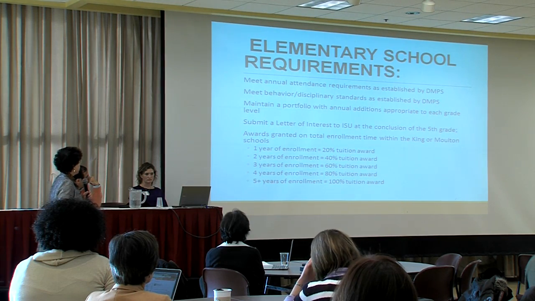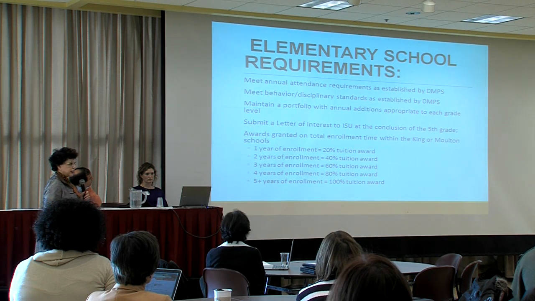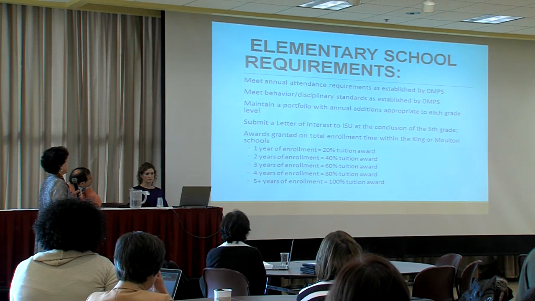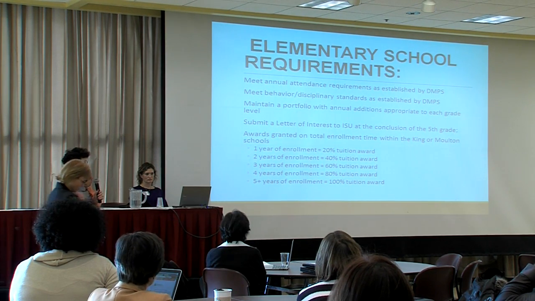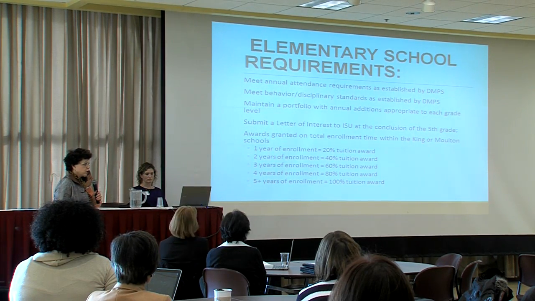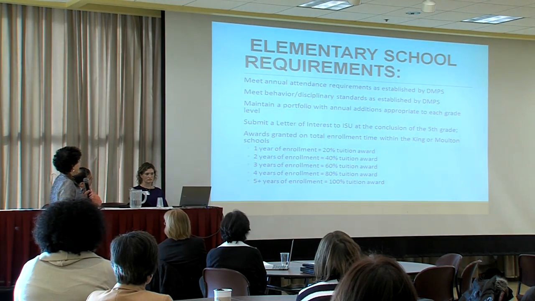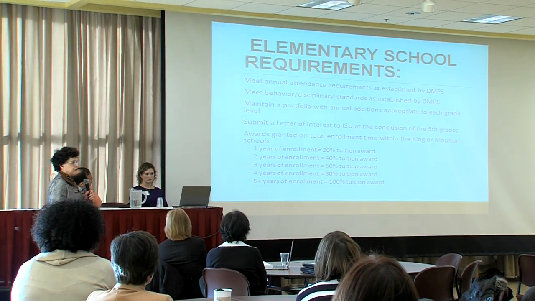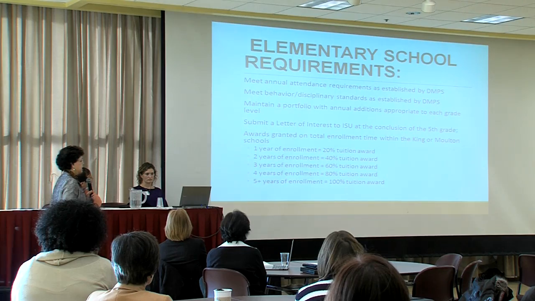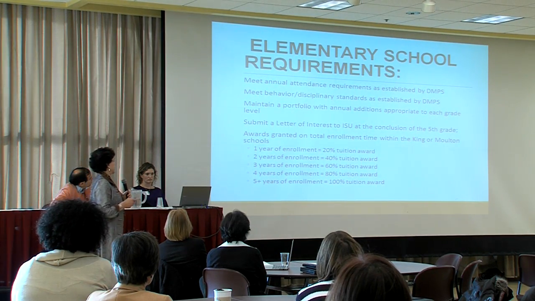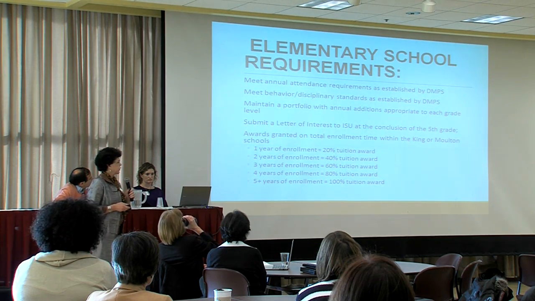So here are the requirements for the Promise part. Students must meet their annual attendance requirement as established by the Des Moines Public Schools. They must behave up to the disciplinary standards of the Des Moines School District. They maintain a portfolio of work. Each year they do another project, determined by the classroom teachers as appropriate. When they're in the 5th grade, they must submit a letter of interest to ISU. Now, if they fulfill those requirements for 1 year, they'll get a 20% tuition award across all 4 years of their undergraduate enrollment.